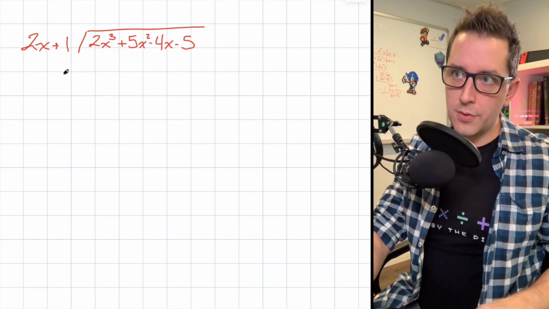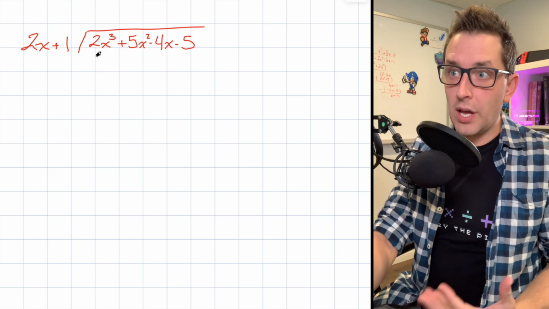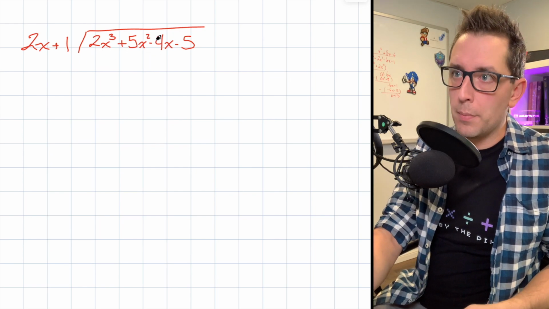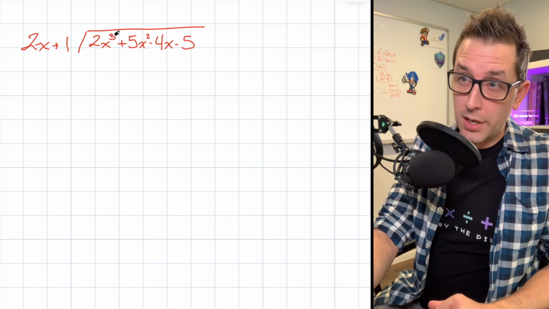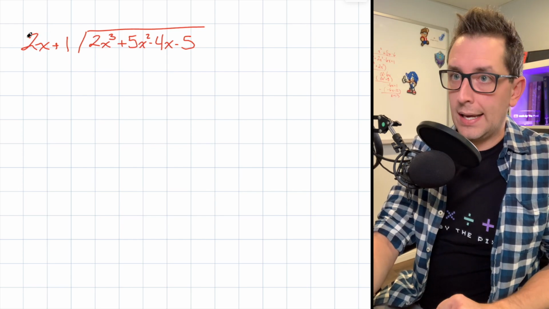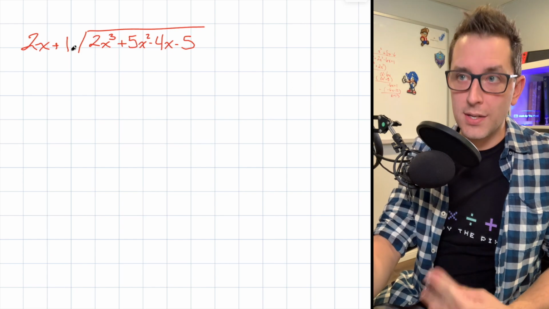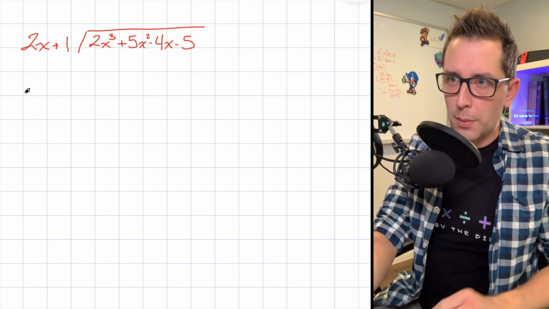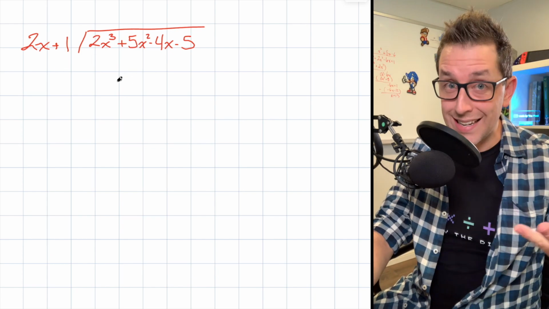All right, so moving on to a more complex example here. You can see I've got a few more terms in my polynomial. I'm working with a degree 3 here. And I'm also working with a binomial as my divisor that has a coefficient in front of the x. I've got 2x plus 1. So a little bit more complex, but nothing we can't tackle if we use the exact same process as the previous example.